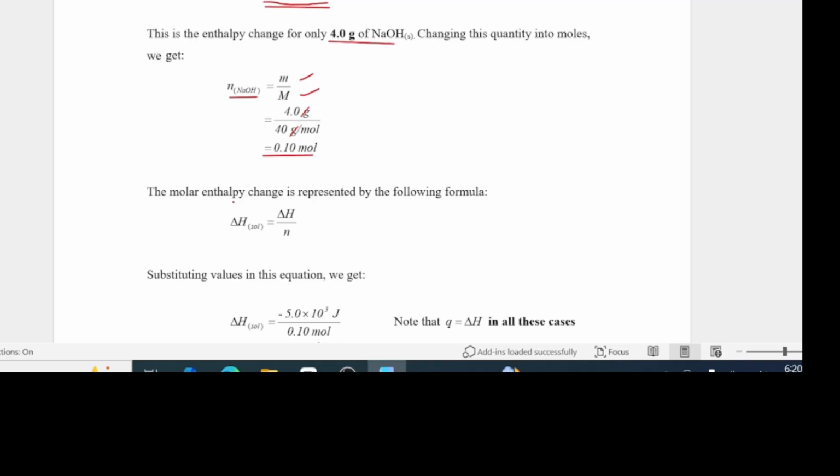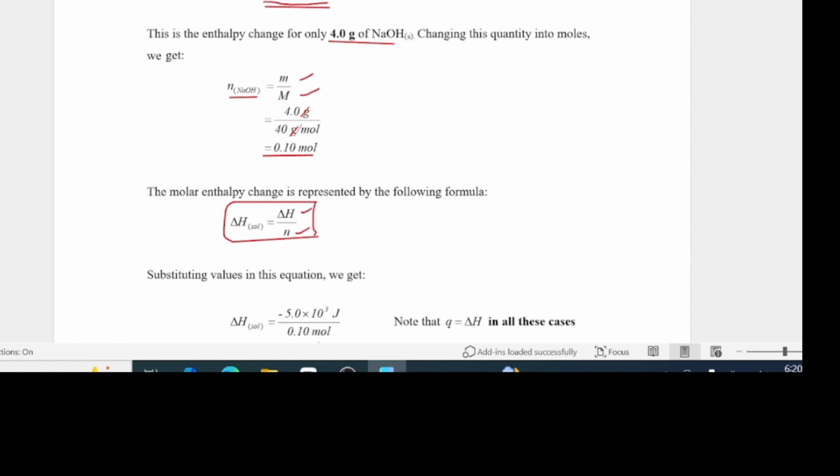Recall that the molar enthalpy change for any reaction is given by this equation here that we talked about in a previous tutorial. The delta H of solution in this case will be equal to delta H over the number of moles that was used.